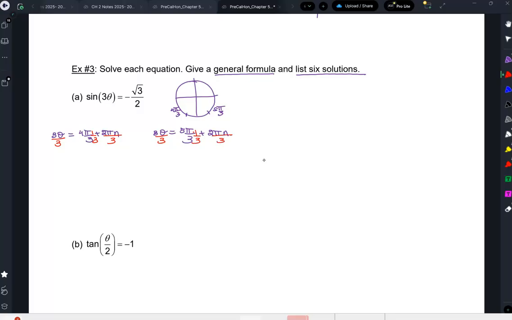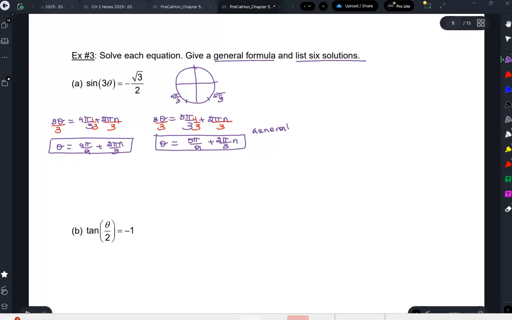Okay? So what do I get here? Theta is equal to 4 pi over 9 plus 2 pi over 3, n. Theta is equal to 5 pi over 9 plus 2 pi over 3, n. So these are the general formulas. Is the n not part of the 3? It doesn't matter. You can put it anywhere. Okay. Right now it says to give 6 solutions.